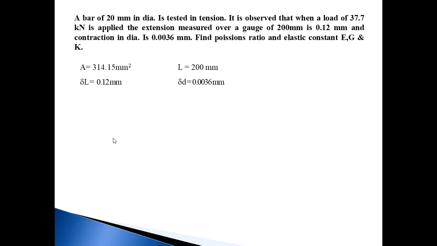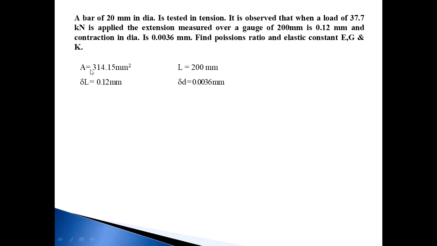So let us see one problem on finding the three elastic moduli. A bar of 20 mm diameter is tested in tension. It is observed that when a load of 37.7 kN is applied, the extension measured over a gauge length of 200 mm is 0.12 mm and the contraction in diameter is 0.0036 mm. Find the Poisson's ratio and elastic constants E, G and K.